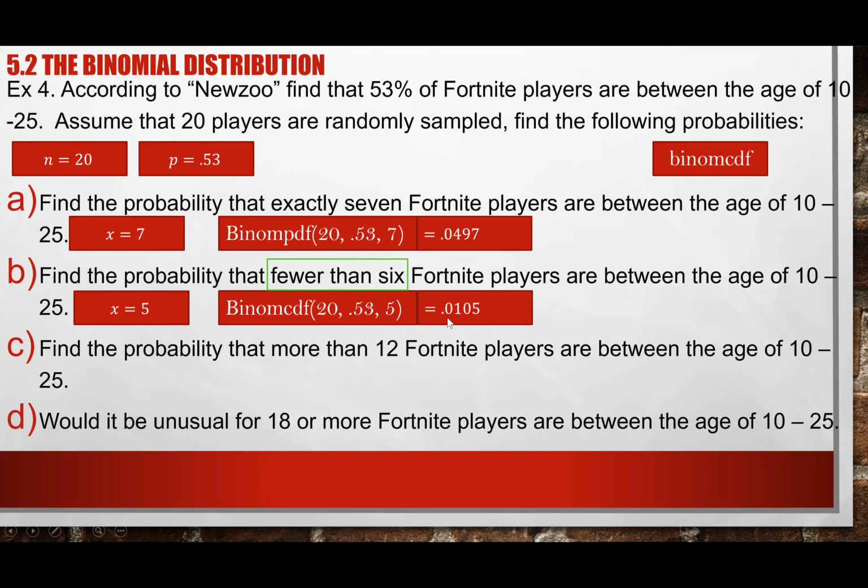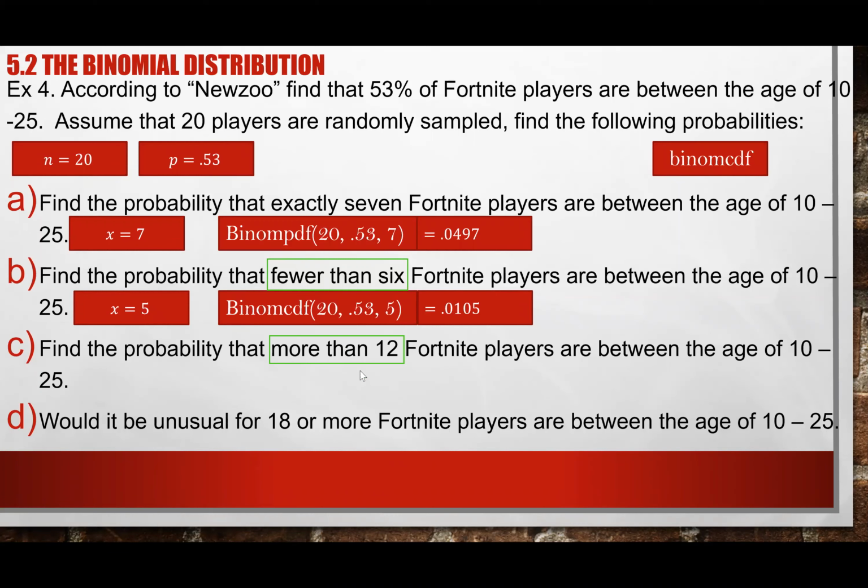Let me do C, and then I'll stop and take your questions. So C, find the probability that more than 12. As you can see, the difference between A, B, and C is that one of them is exact, one of them is less, and one of them is more. If it's more than, we know we're looking for the thing on the right. Whatever the calculator gives me, I have to subtract that from 1, or take 1 minus that.